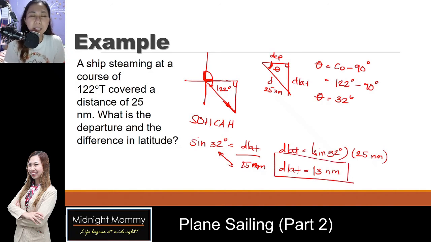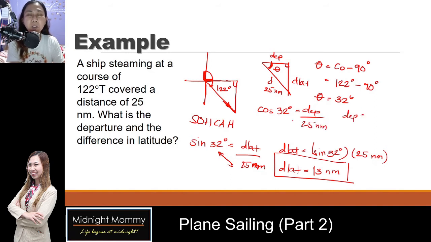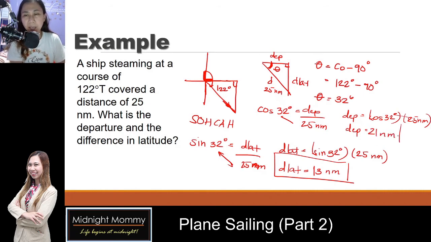Okay? So, next naman, isolve naman natin yung para sa cosine. So, meron tayo ditong cosine of 32 degrees. So, yan ay adjacent side. So, adjacent side ng theta is departure over the hypotenuse which is D. So, in this case, 25 nautical miles. So, para masagot yung departure natin, cross-multiply lang natin itong dalawa. So, magiging cosine of 32 degrees times 25 nautical miles. So, pag ni-round off natin yung sagot natin, this one is equal to 21 nautical miles.